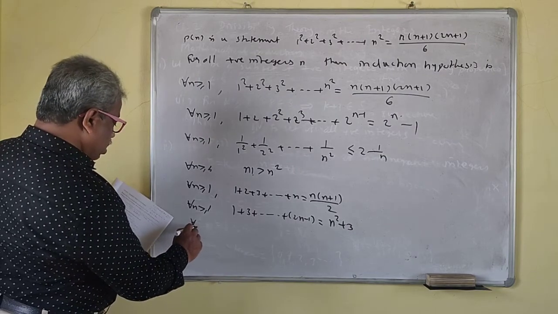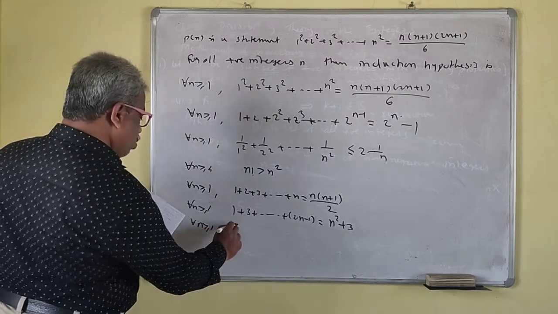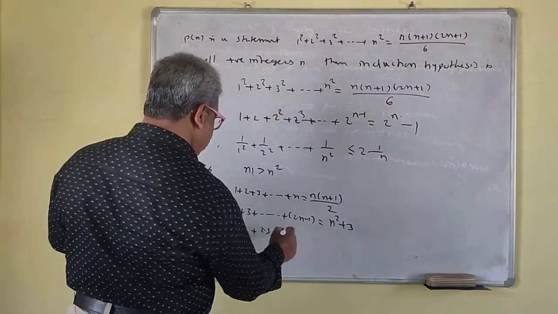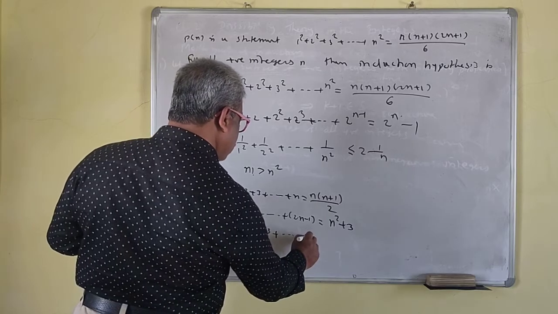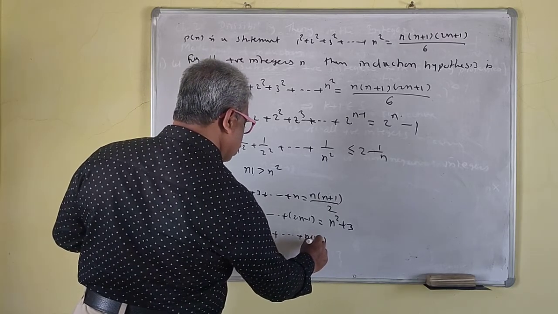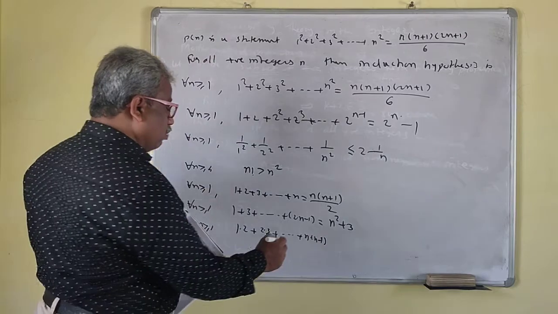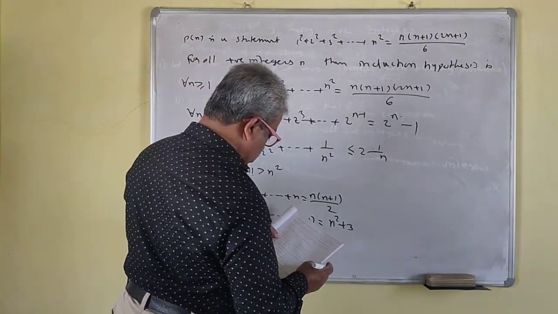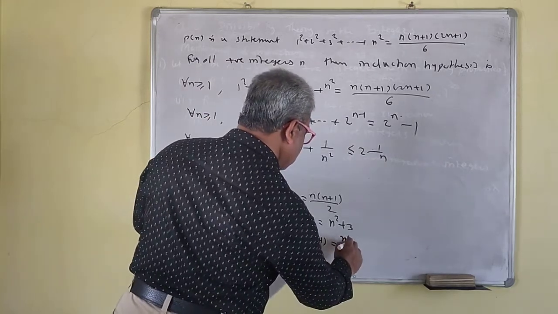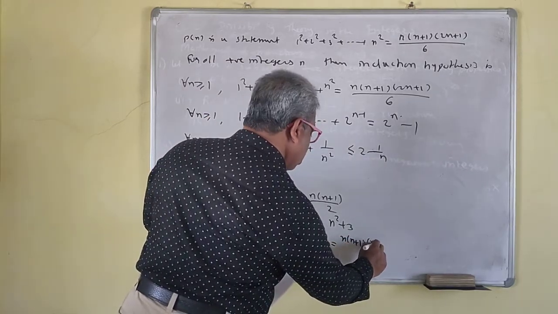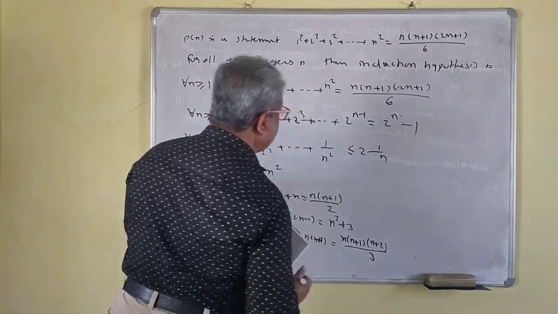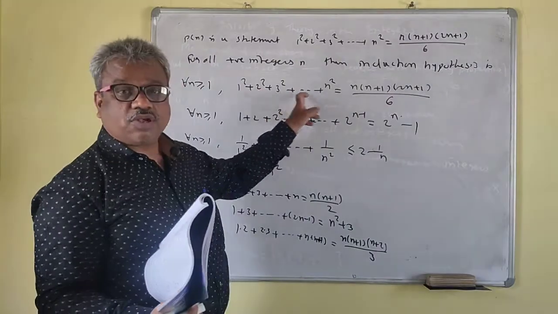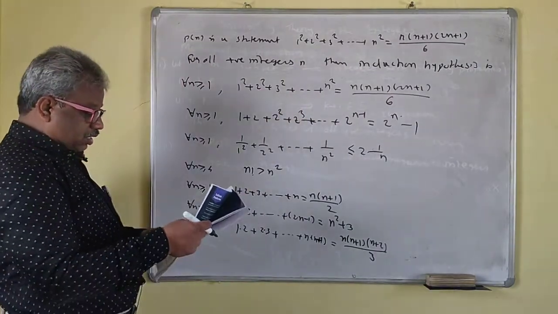For all n greater than or equal to 1, 1 into 2 plus 2 into 3, these are the consecutive terms. The sum of the product of the consecutive terms, n into n plus 1, is the same as n into n plus 1 into n plus 2 upon 3. And the sum of the squares of the first n natural numbers.